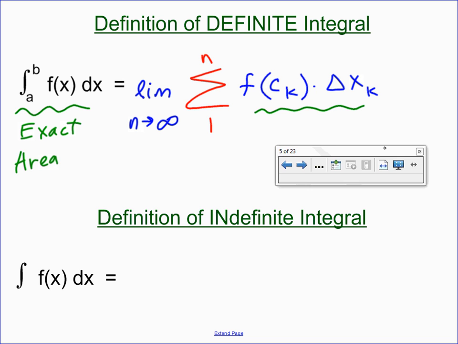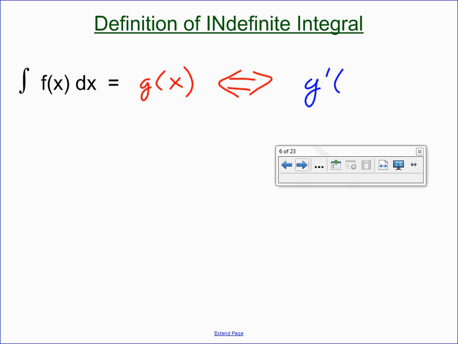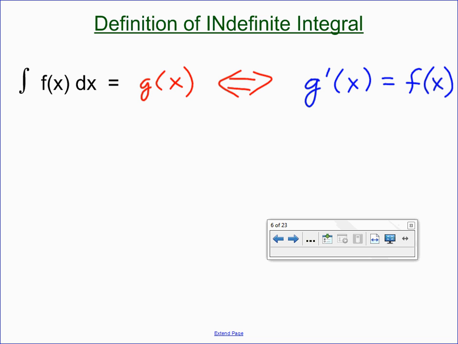Okay, so the definition of an indefinite integral is different. That's an antiderivative function. An antiderivative for f is g of x if and only if the derivative of g equals f. An antiderivative for f is the function g if and only if the derivative of g is f. We could think about this in terms of a ladder, and I wish I could make a better drawing, but let's pretend we have a ladder, and on this ladder we're just going to have 2 rungs.